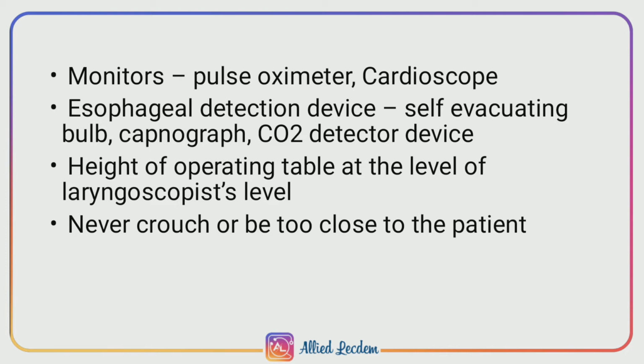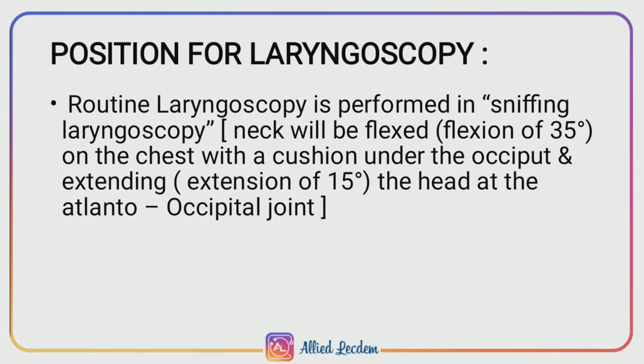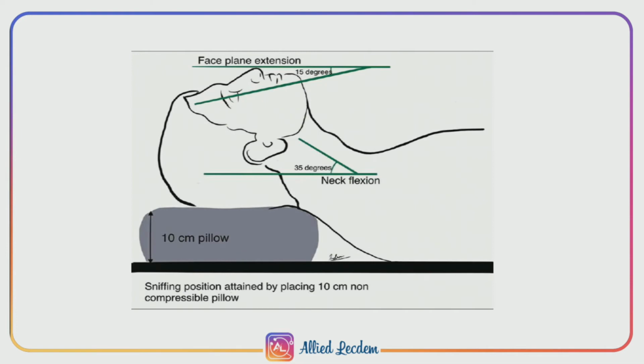close to the patient. Position for laryngoscopy: routine laryngoscopy is performed in the sniffing position. The neck will be flexed, flexion of 35 degrees on the chest with a cushion under the occiput, and extension of 15 degrees of the head at the atlanto-occipital joint. Sniffing position is attained by placing a 10 cm non-compressible pillow.